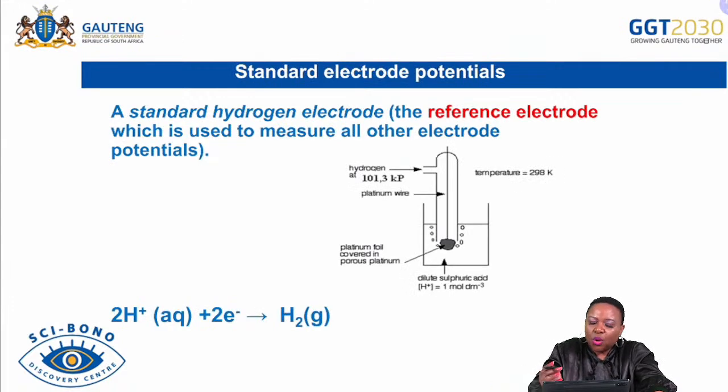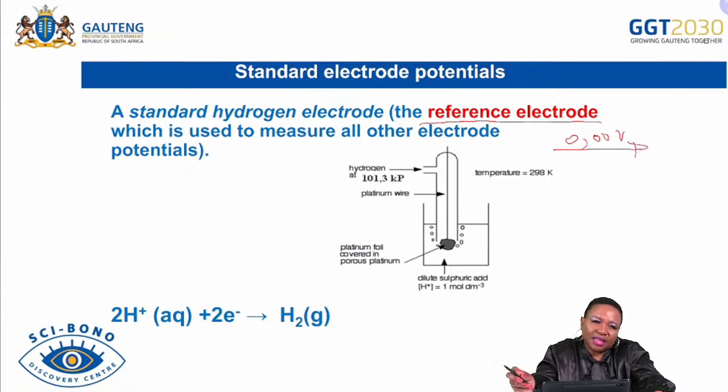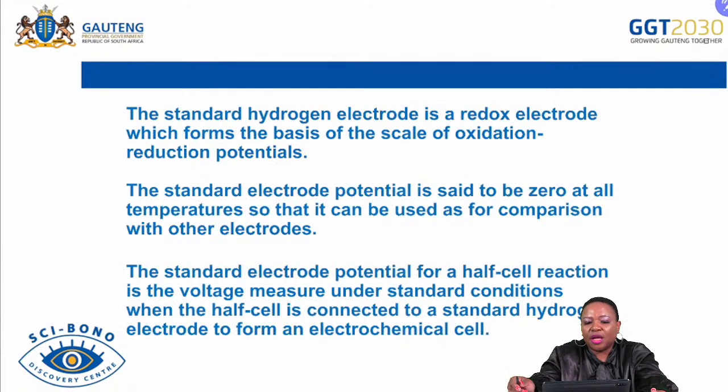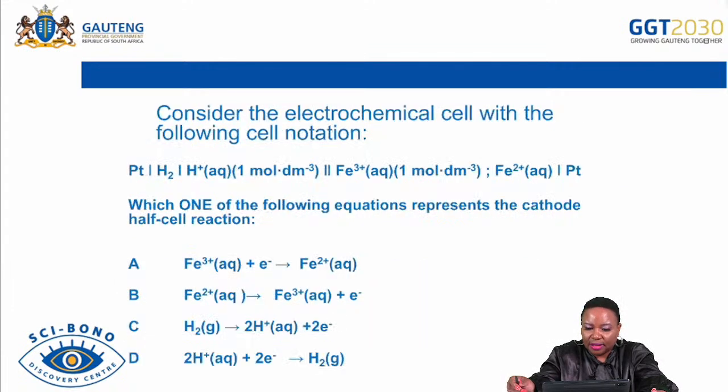As we know, these potentials we found using the hydrogen half cell, which is 0.00 volts. All the values that you see on that standard reduction potential table we found by connecting them with the hydrogen half cell, using it as a reference electrode to find the potentials of all those cells.